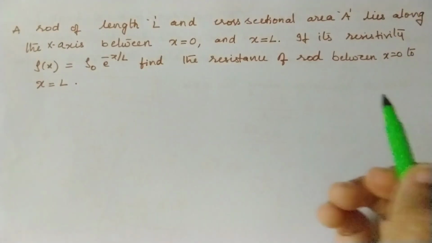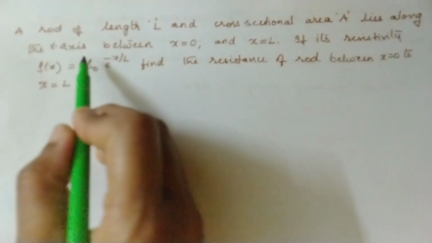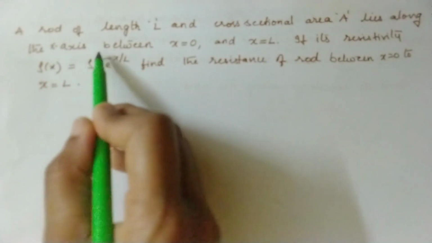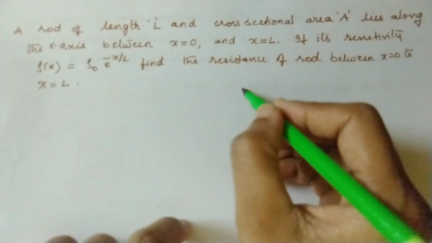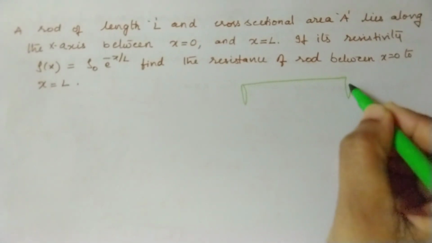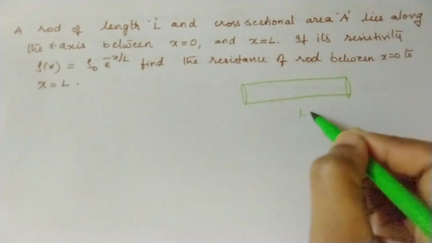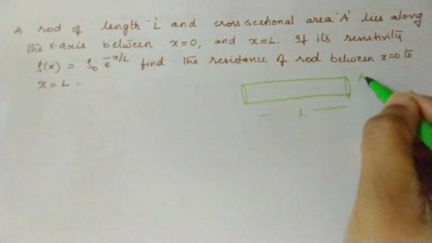Now look at this question. A rod of length L, cross-sectional area A, is lying along the x-axis. This time resistivity is a variable, similar to the previous question. Assume that this is a conductor, a cylinder, whose length is L and area of cross section is A.